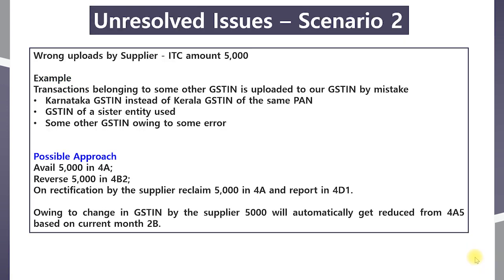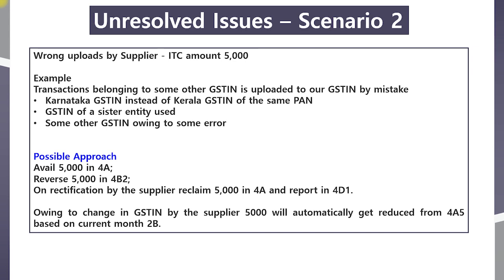Let us take the next example of unresolved issue where wrong uploads by the supplier. The example considered transactions where other GSTN related data is uploaded to our GSTN by mistakes due to distinct persons, that is same PAN multi-GSTN issue, or GSTN of a sister entity is concerned, or owing to some other inadvertent error, this might have happened. So what is the possible approach we may adopt? Avail 5,000 in 4A, reverse in 4B2, because on rectification in the next month or whenever the supplier does, we have to reclaim this and again report in 4D1.